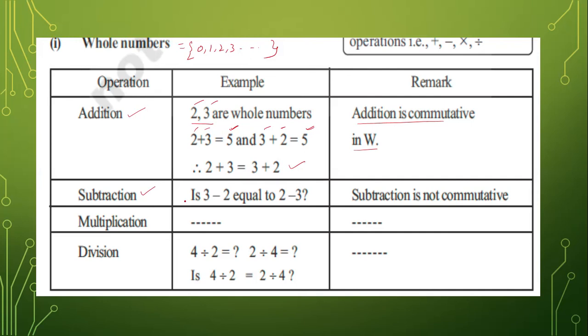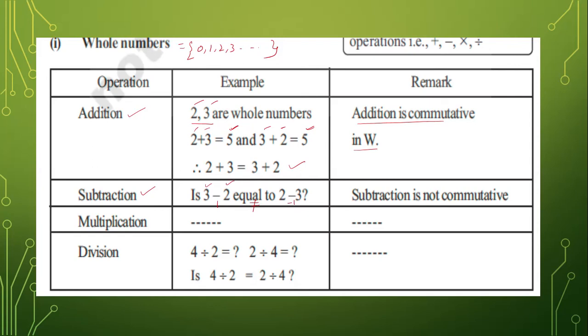Already you know it. What is subtraction? Here we have taken 3 and 2, two whole numbers. Then you subtract. 3 minus 2 is equal to 1. What do you say about 2 minus 3? 2 minus 3 is minus 1. What do we get if the order is changed? 3 minus 2 is 1. If the order is changed, 2 minus 3 is equal to minus 1. Both are not the same. That means 1 is not equal to minus 1. Hence we conclude that subtraction is not commutative.